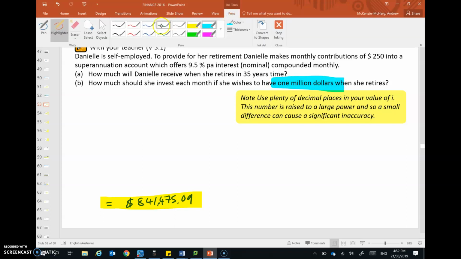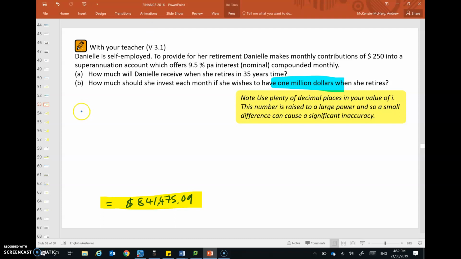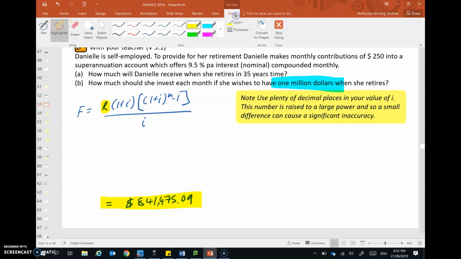So, what we're doing, if we look at the original formula, is we're trying to rearrange to make the regular payment, or R, the subject. We want to get R on its own. Now, that looks like a big, ugly formula and looks like it's going to be really hard to rearrange, but in fact, it's not that hard to rearrange. Let me show you.